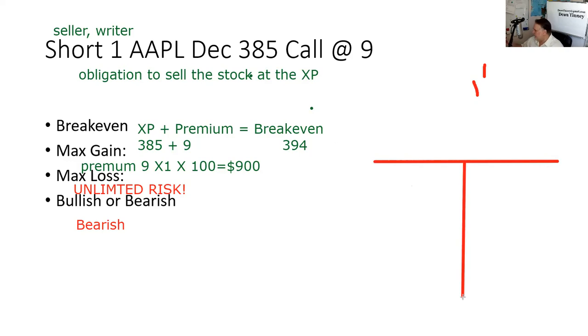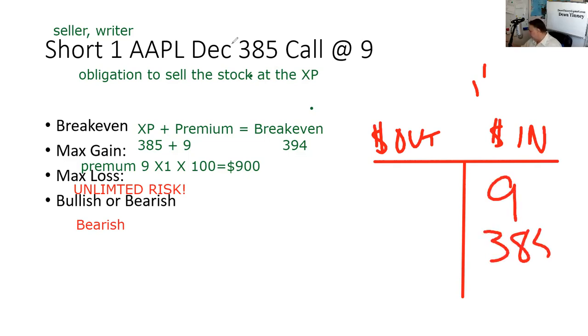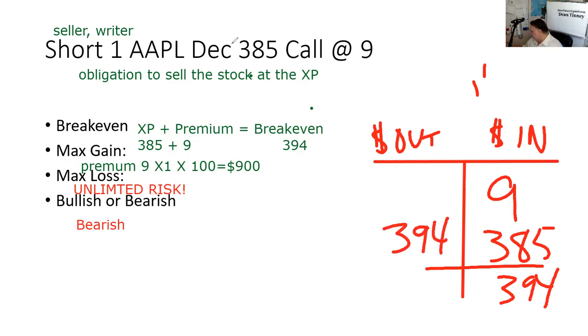But I like to use, as I mentioned to you, dollars out versus dollars in. And so I like to say, okay, well, I brought in 9 points, and I've agreed to sell the Apple at 385. And so the break even is the number that would make the columns balance. So if I went into the open market and I bought the Apple at 394 and I delivered at 385, I'd lose 9 points. I got 9 points. I break even. Nobody does things to break even.